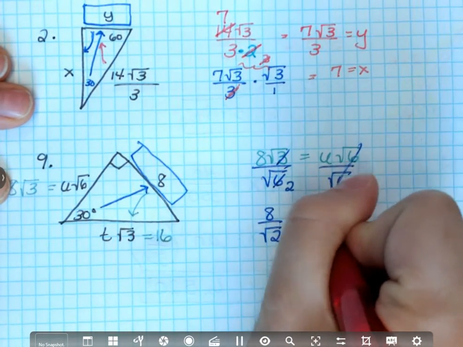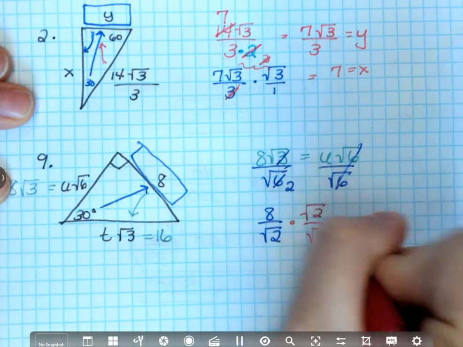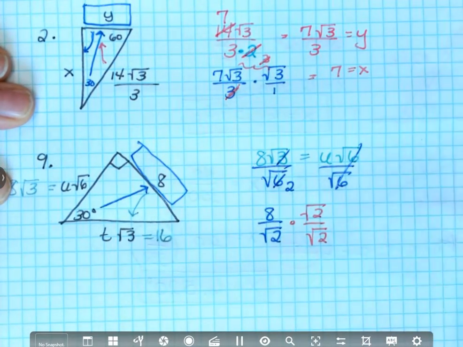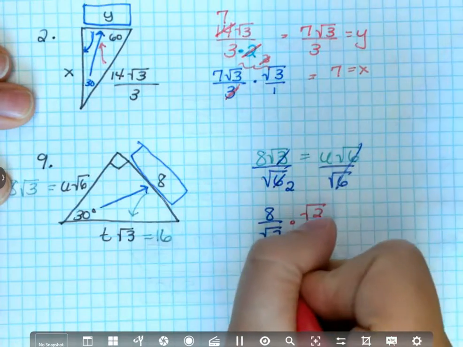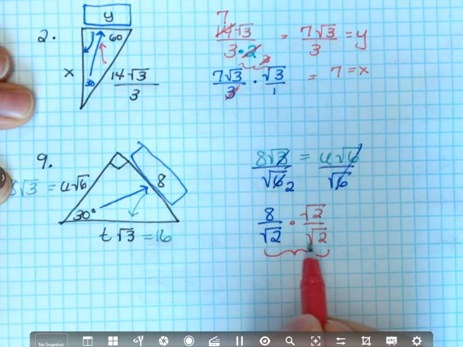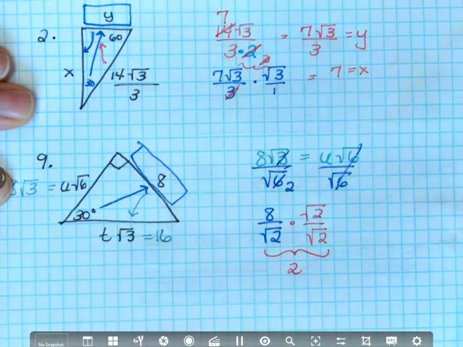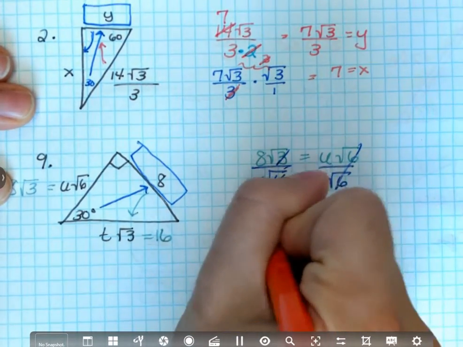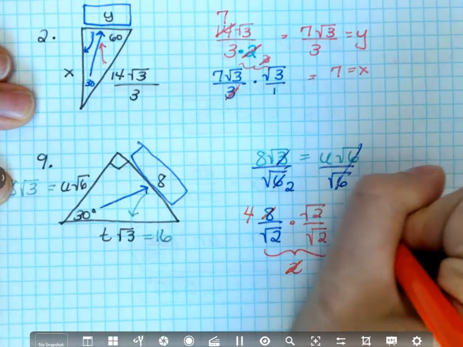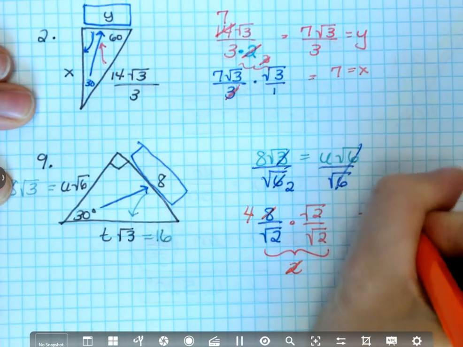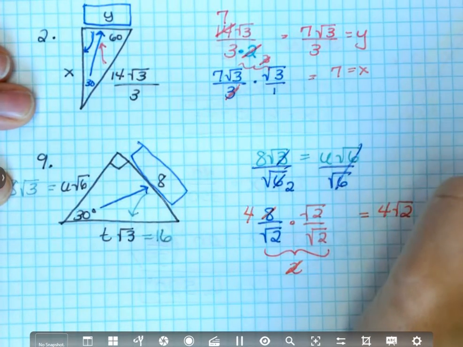Multiply top and bottom by the square root of 2. And again, don't do too much work here. What is root 2 times root 2? 2. And you know what? 2 happens to go into 8 how many times? 4. So I have just 4 root 2 for u.